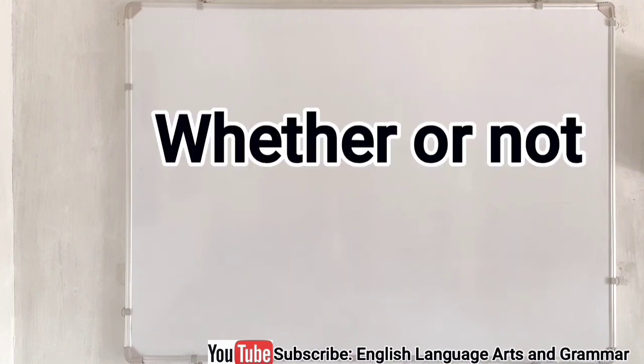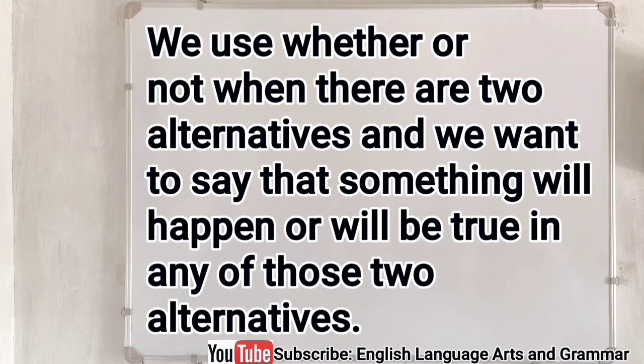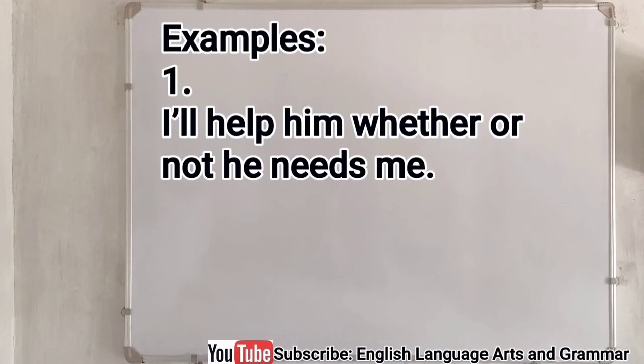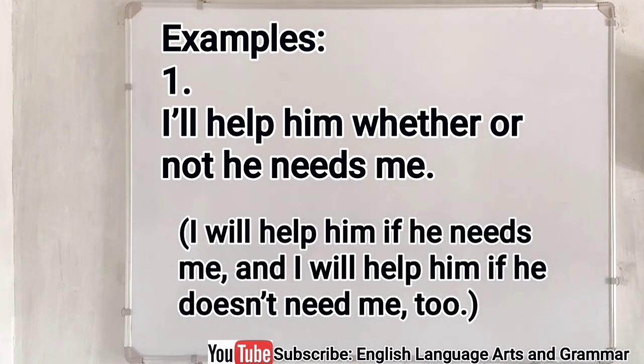Let us learn whether or not, its definition with some examples. We use whether or not when there are two alternatives and we want to say that something will happen or will be true in any of those two alternatives. Example 1. I'll help him whether or not he needs me. Means, I will help him if he needs me, and I will help him if he doesn't need me to.